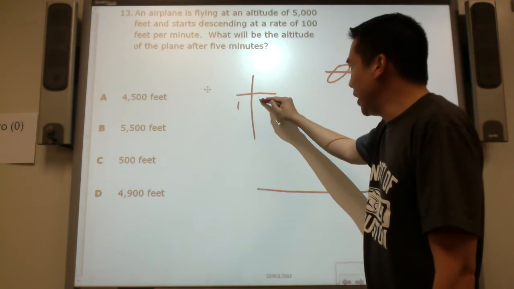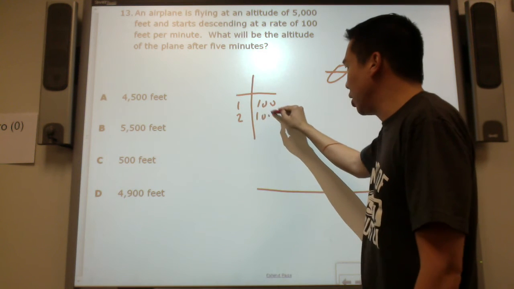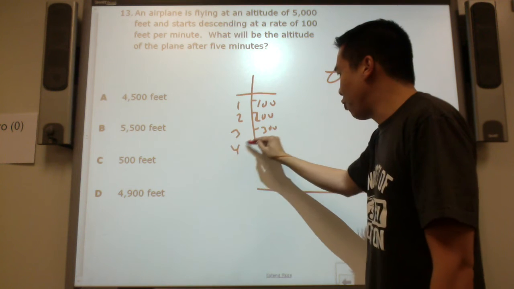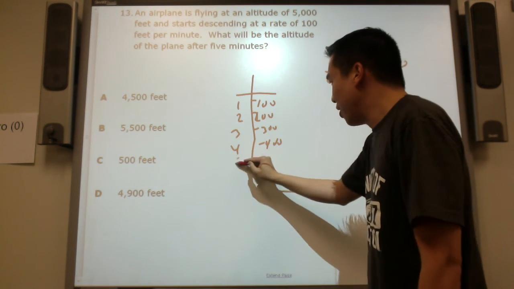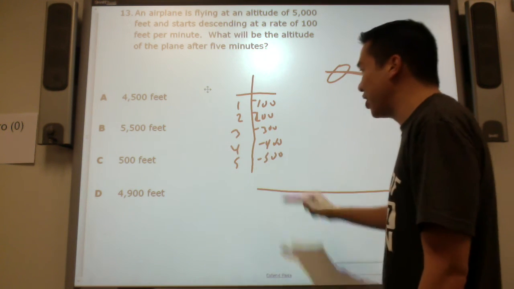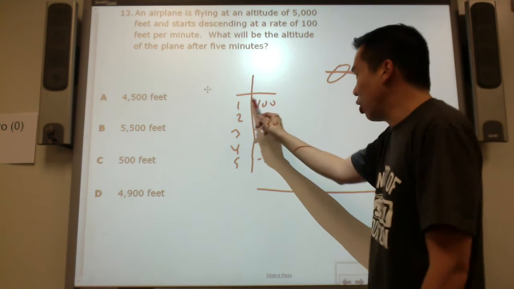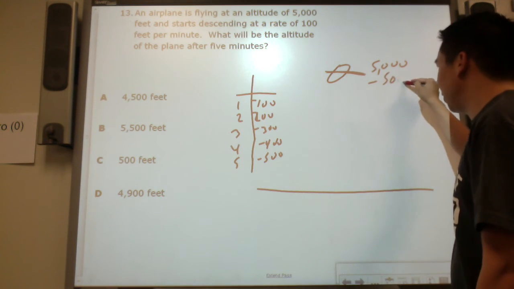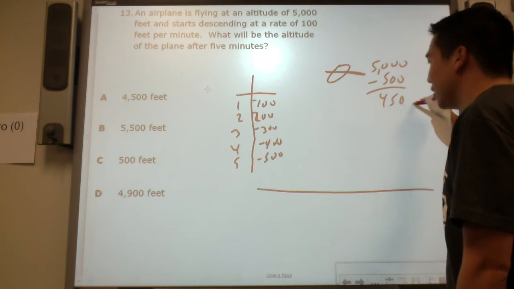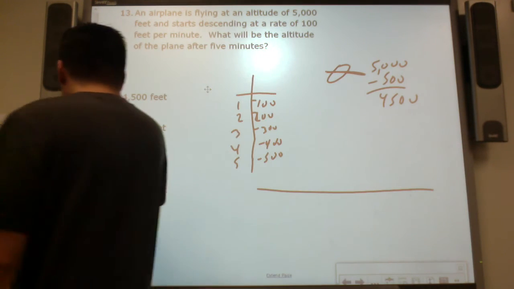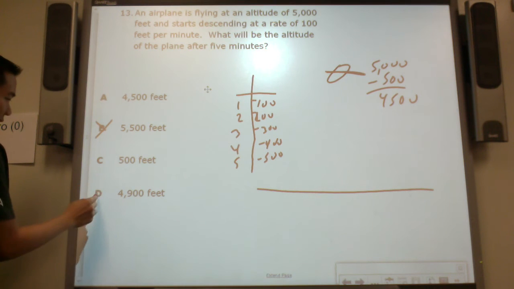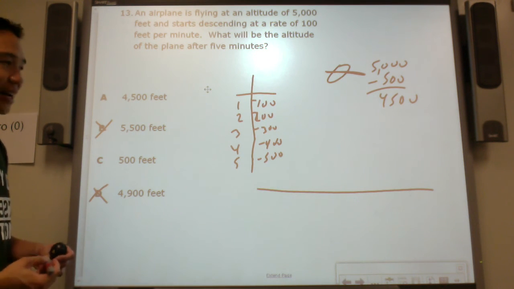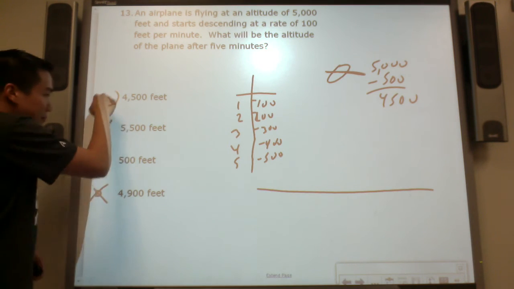So in 1 minute it goes down 100. 2 minutes it goes down another, 200. 3 minutes, 300. 4 minutes, 400. 5 minutes, 500. So after 5 minutes it goes down 500 feet. Can't be B, that doesn't make sense. Can't be D, that doesn't make sense. Some of you may have chosen C without realizing it, but the answer is really A.